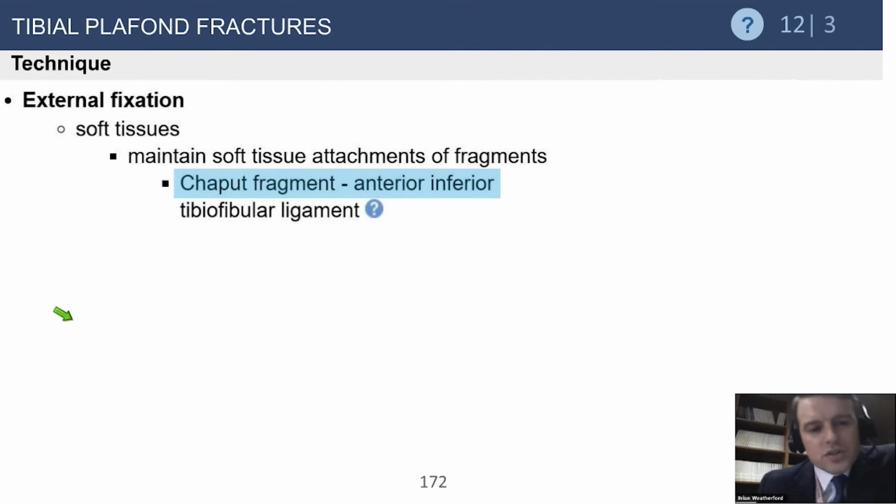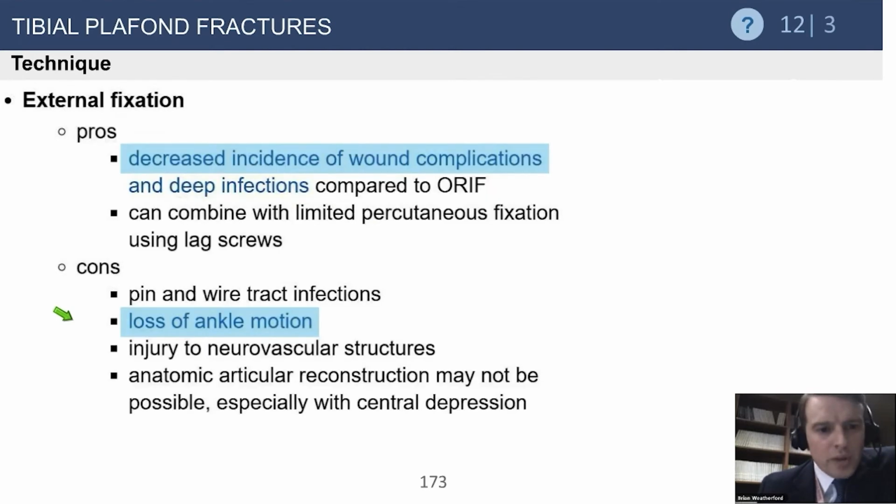Okay, so soft tissues. As we previously talked about in the anatomy section, the Chaput fragment is attached to the anterior inferior tibiofibular ligament. So by placing an external fixator, you regain some relative alignment of the anterolateral or Chaput fragment by ligamentotaxis. Okay, external fixation. Pros of it: clearly there's a decreased incidence of wound complication and deep infection. You can combine this with limited percutaneous fixation using lag screws.